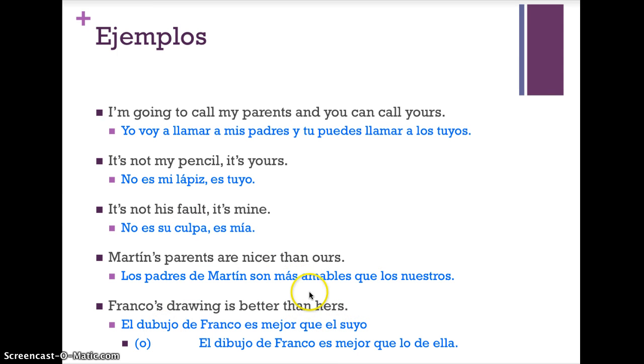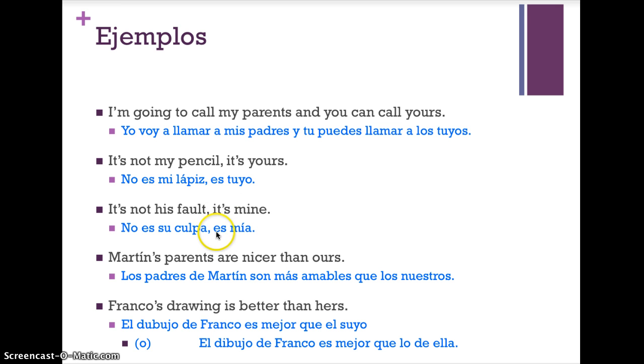Or if you actually wanted to indicate that it was a girl's, then you would not use the possessive pronoun and you would just say, el dibujo de Franco es mejor que lo de ella. Now, if you go back to these, this follows what I was saying a minute ago. Do you see this right here? I'm using the article los because the verb ser is not immediately adjacent to tuyos. And right here, I am using the verb ser right next to tuyo, so I don't need to say es el tuyo.